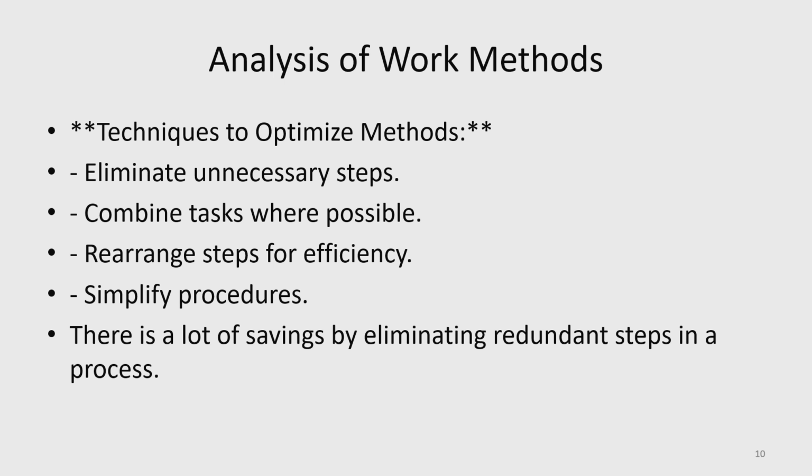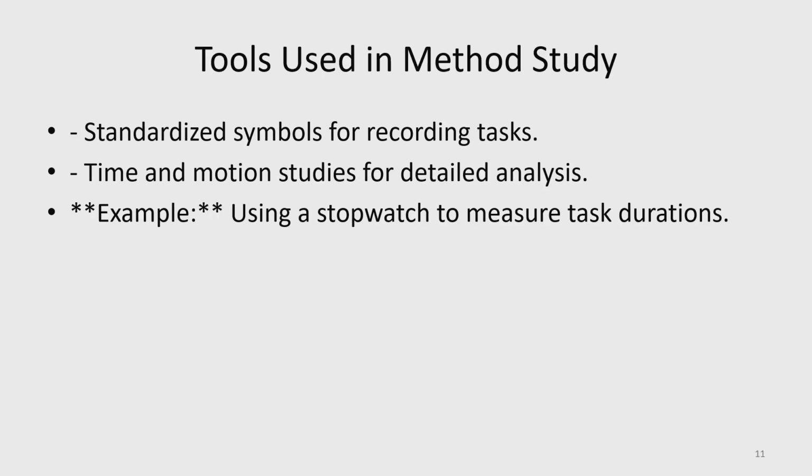Suppose you know that two operations the same man can do efficiently, so you have to do it that way, and rearrange steps for efficiency. Steps can be rearranged and procedures simplified. There is a lot of savings by eliminating redundant steps in a process. Redundant means unnecessary steps in a process, they can be eliminated.